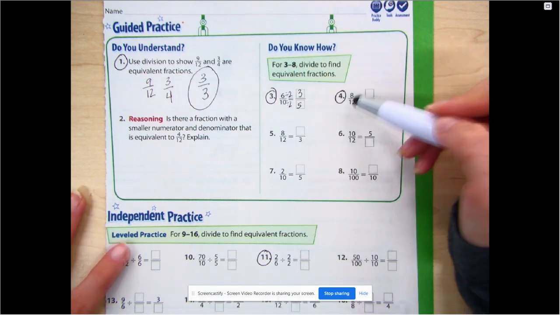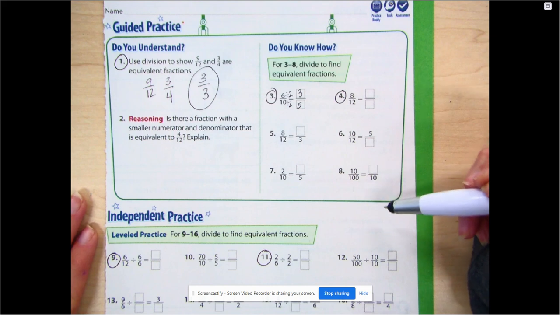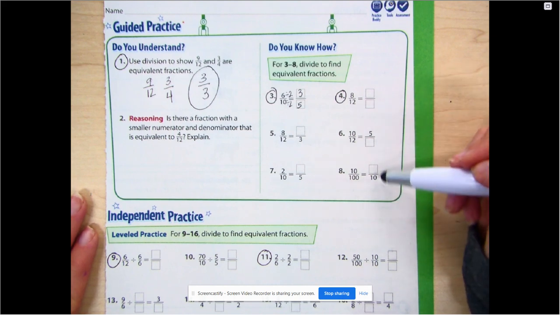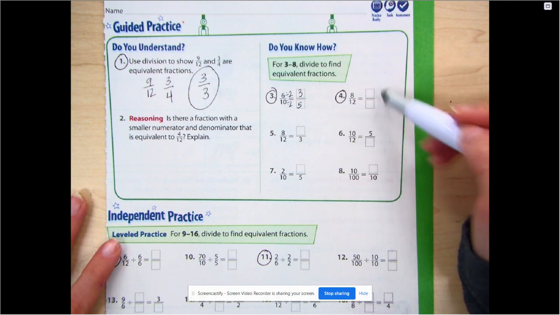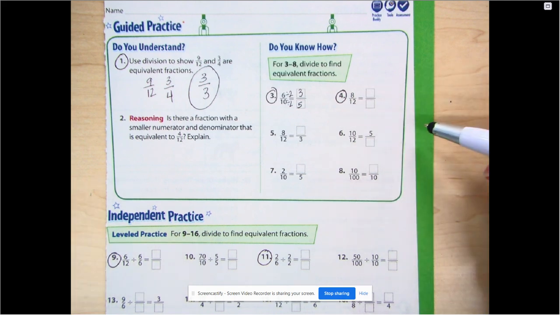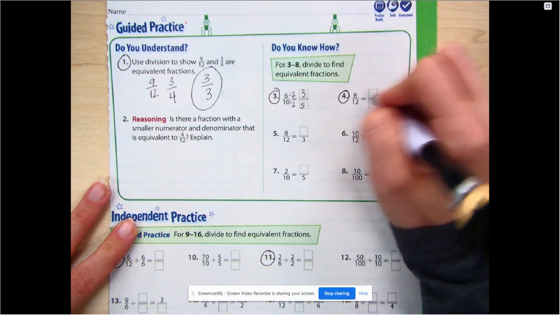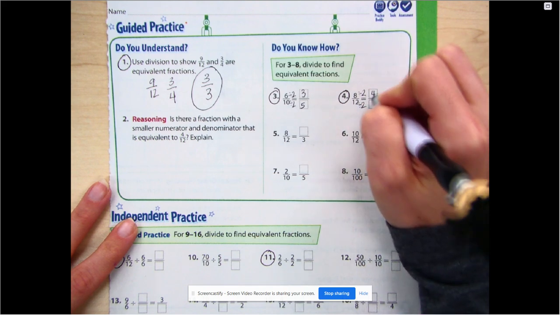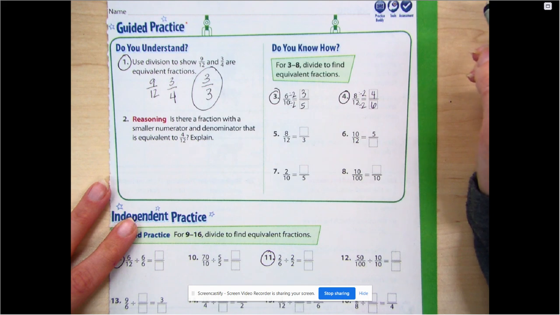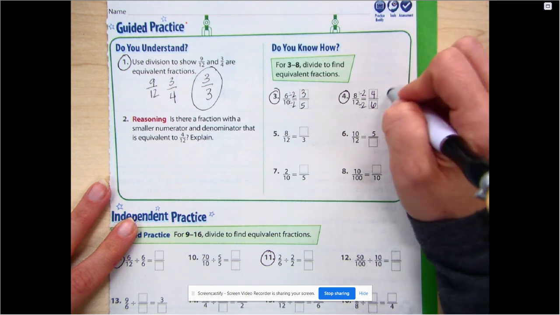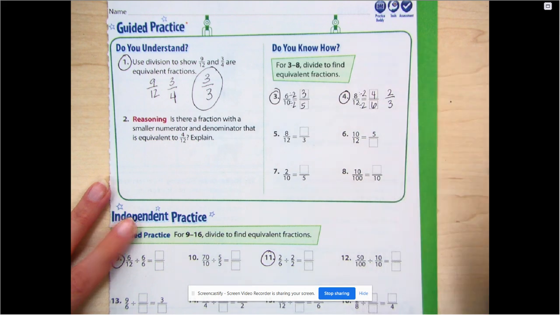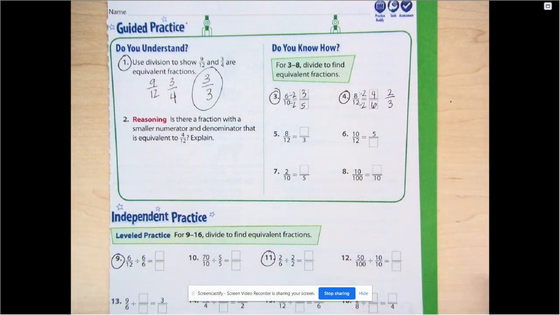I would like you now to try number 4 on your own. Divide 8 and 12 by the same number and then write it into this spot right here on your page, and you're also going to enter it into the video as well. You could have divided 8 and 12 by 2 and gotten 4/6, but you also could have divided 8 and 12 by 4 and gotten 2/3. Either of those answers is correct.